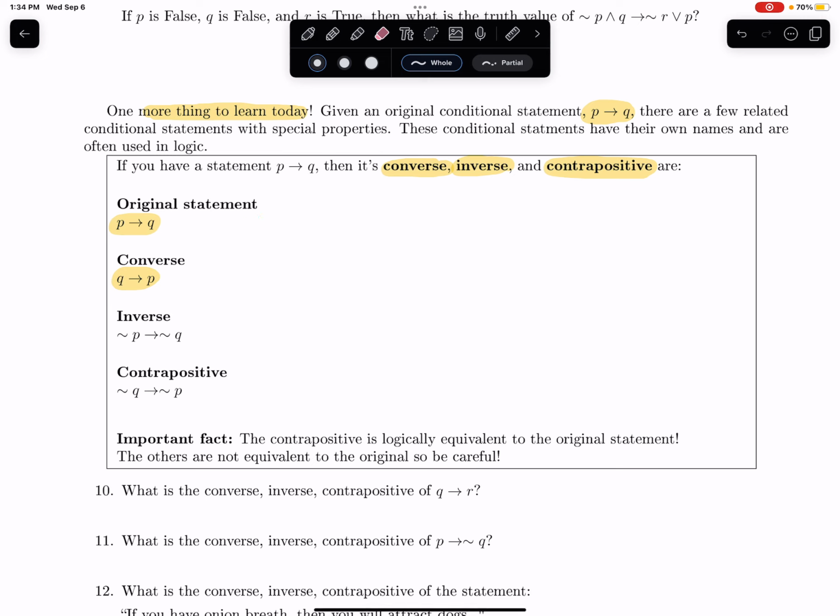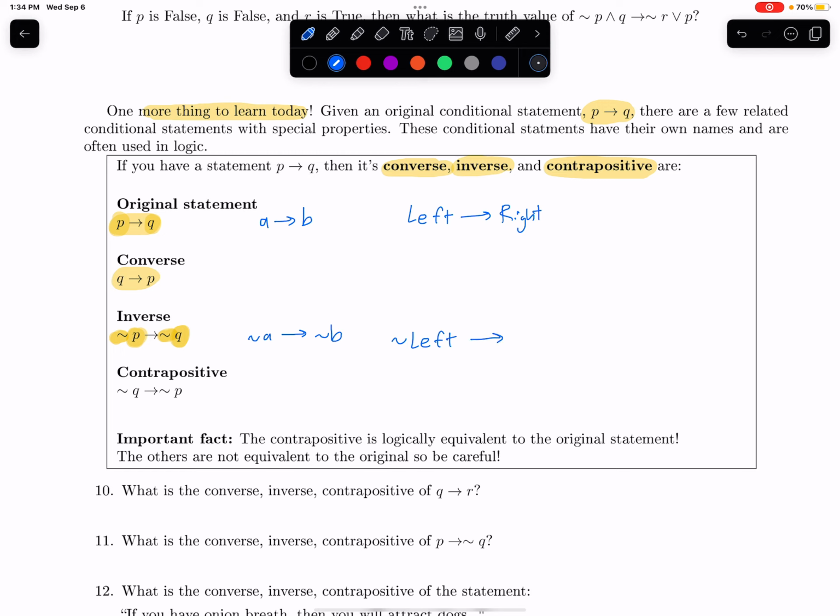So that's the converse. Next is the inverse. Inverse, if you look at it, it's what you get if you keep your original order the same. So P is still on the left, Q is still on the right, but this time you tack on negations to both of them. Okay, and again, don't get hung up on the particular letters. If my original statement was if A then B, then the inverse would be not A, arrow to not B. Or more generally, if there's something on the left of my original arrow to something on the right, what is the inverse? It's the negation of whatever is on the left, arrow to negation of whatever is on the right. That's the pattern. Okay, so converse, you just reverse the order. Inverse, you just negate either side and keep the original order intact.